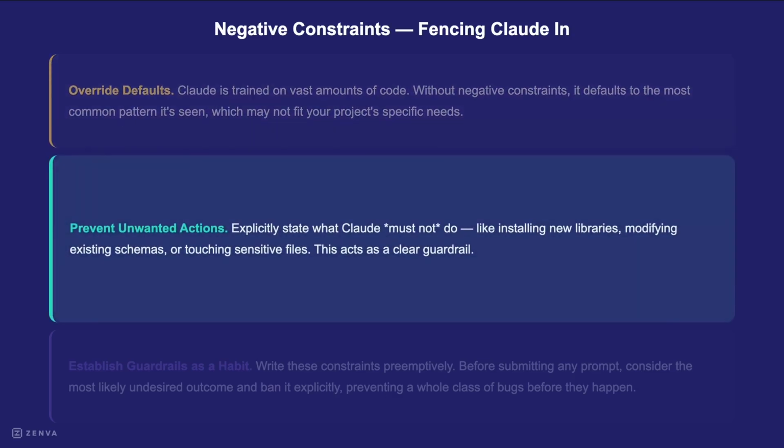To prevent these misalignments, you must explicitly state what Claude absolutely must not do. Think of actions like installing new libraries, modifying existing schemas, or touching sensitive files. These are perfect candidates for negative constraints. This creates a clear fence around Claude's actions, keeping it within safe boundaries.